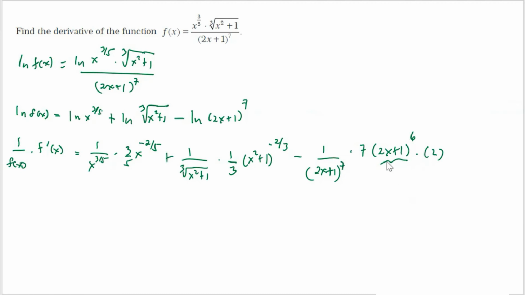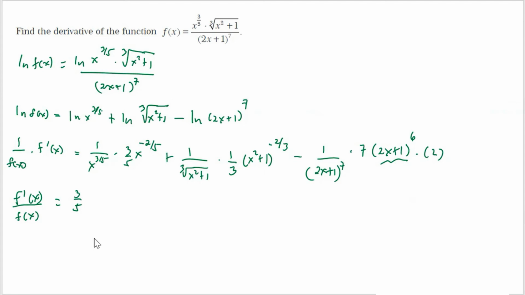So it happened that the angle now is 2x plus 1, so the derivative of 2x plus 1 is equal to 2. Okay, now simplifying that one, we can now write f prime of x over f of x is equal to 3/5 of x to the power of negative 2/5 over x to the power of 3/5. So they are the same base. We are going to subtract the exponents.